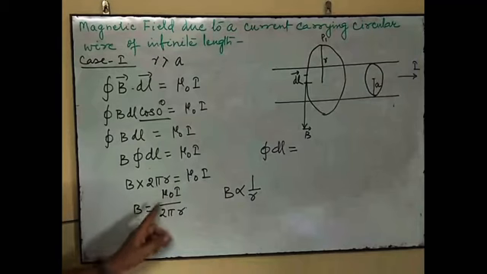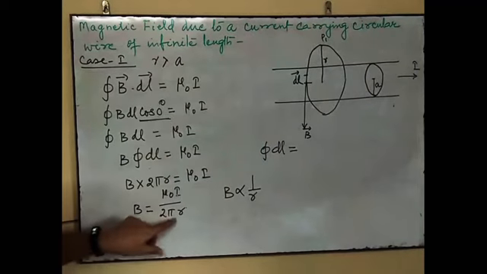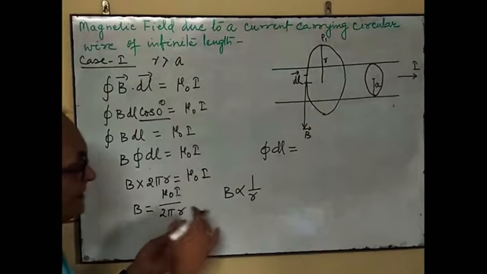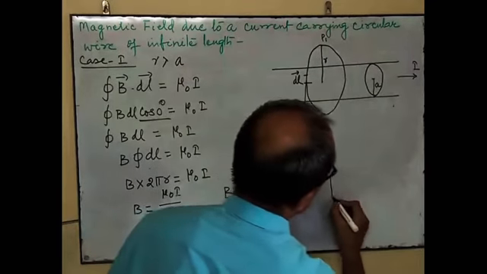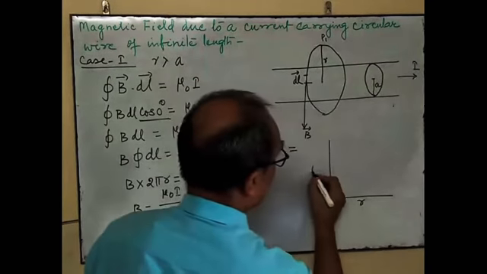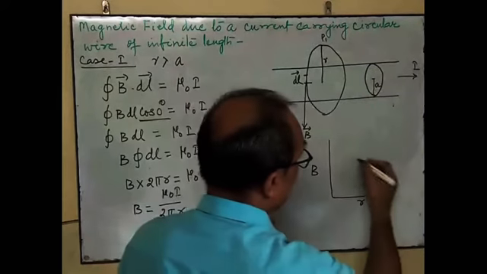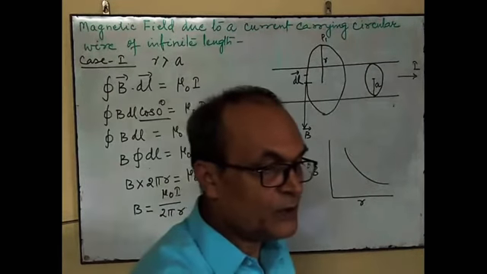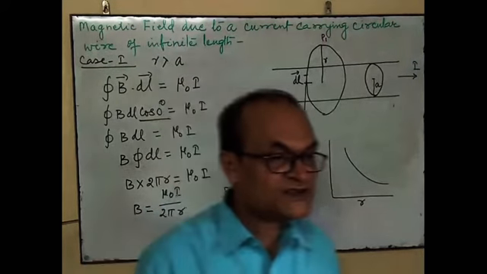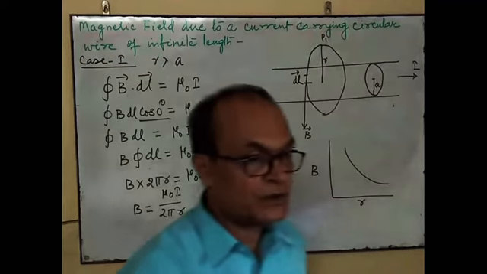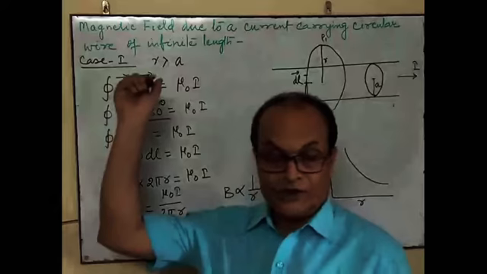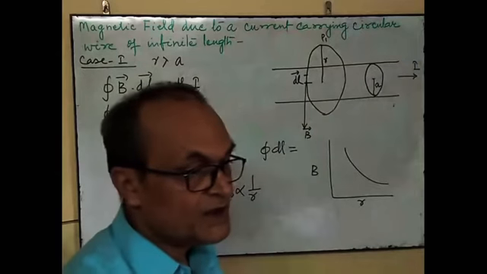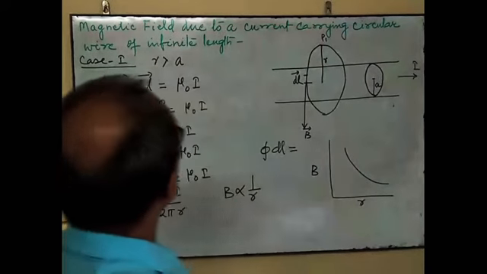B is inversely proportional to r; mu naught is constant, 2 pi is constant, I is also constant. So it depends upon the value of r. So the graph of r and B will be like that outside. Now we can say that the magnetic field intensity at a point outside the wire varies inversely proportional to the distance. So here we will discuss the next case.